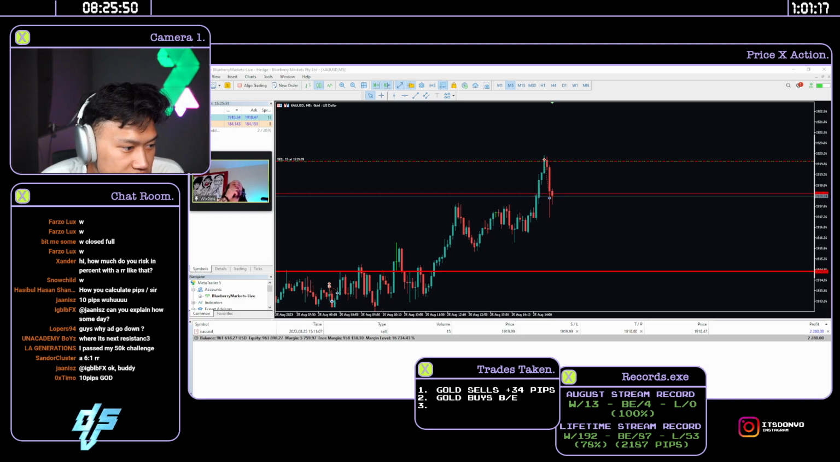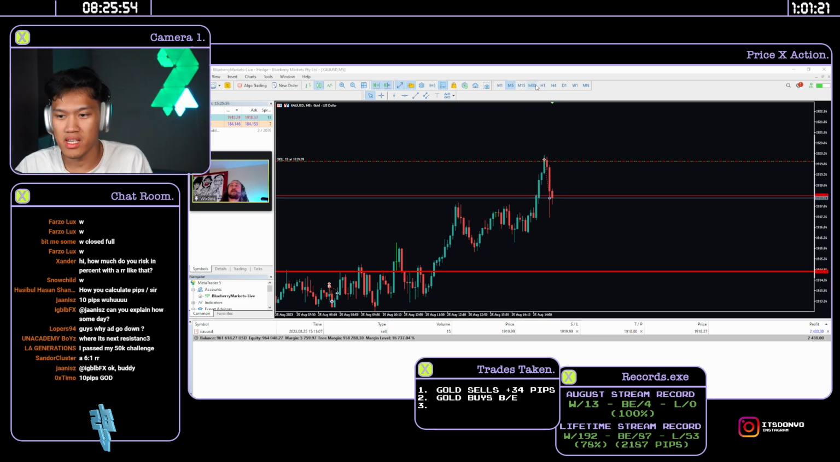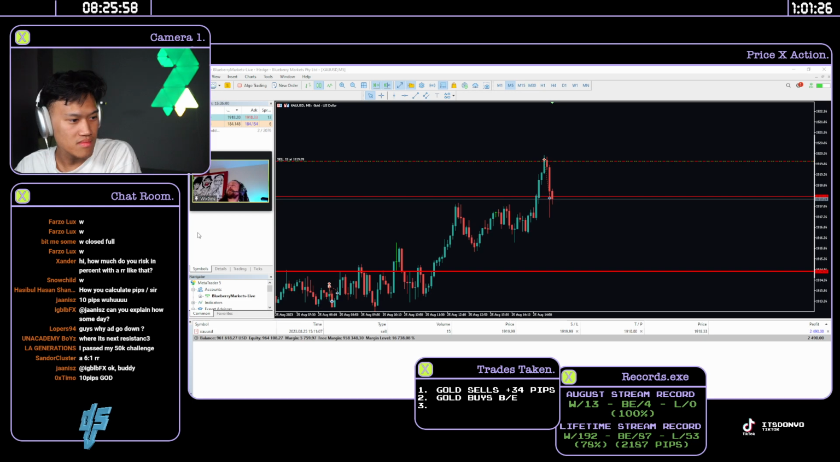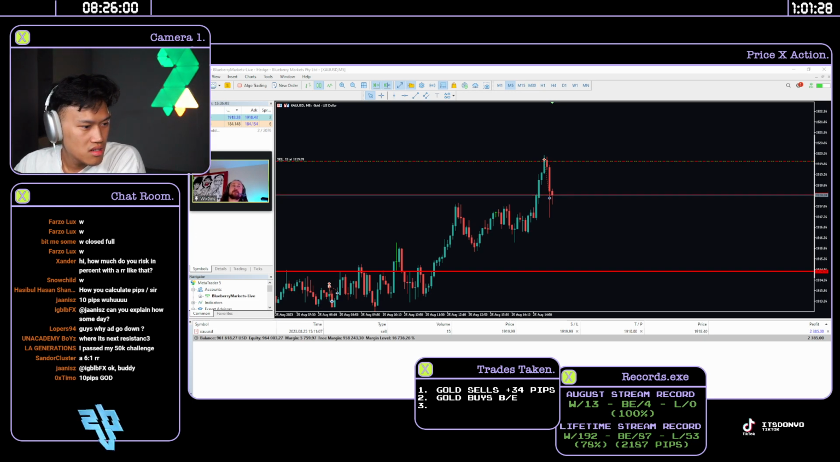Oh, these guys missed the entries. That's tough. It was hovering there for like a good 5 minutes before it came down, so you had chances to enter anyways at the entry point. Took 11 pips. Nice.